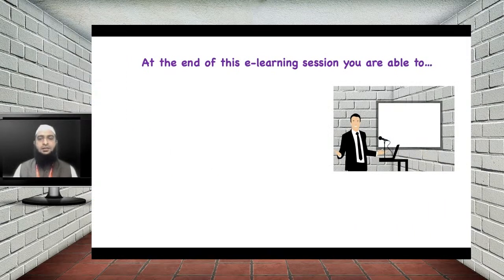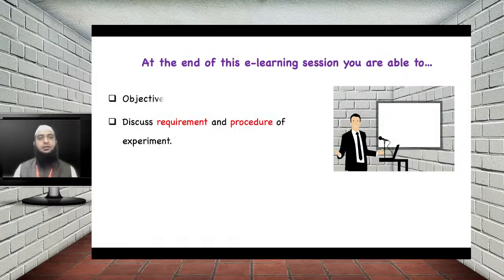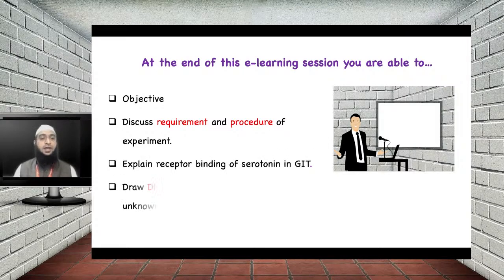At the end of this e-learning session, you will be able to discuss the requirement and procedure of the experiment. Then you will learn about the objective of this experiment, explain the receptor binding of serotonin in the gastrointestinal tract, and draw the DRC of serotonin and calculate the unknown concentration by using 3-point bioassay.